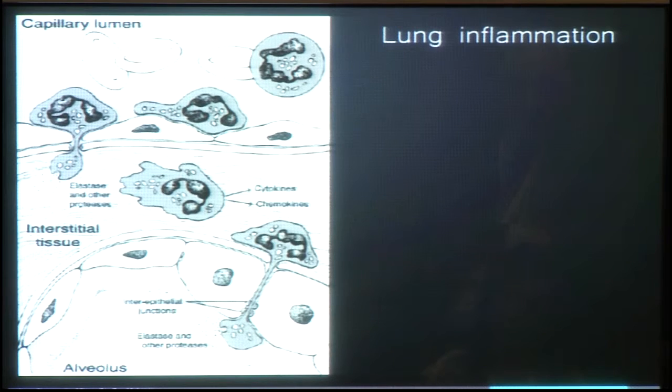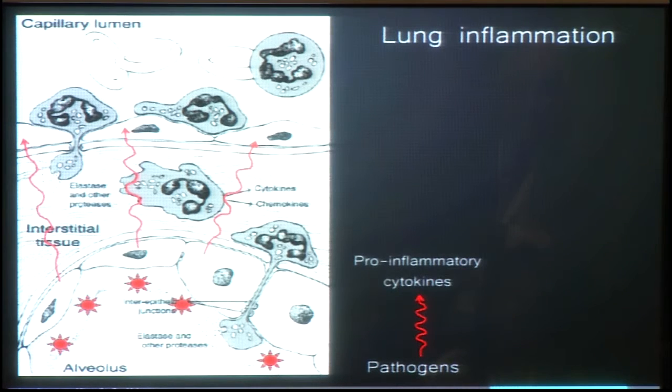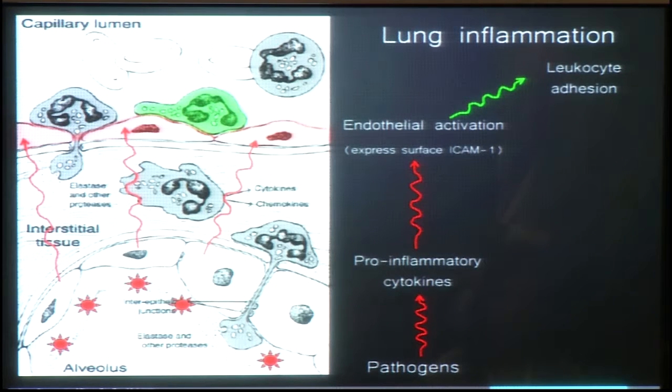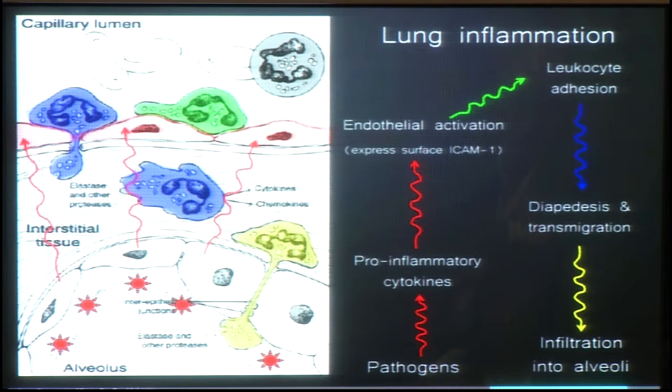So what happens during lung inflammation? Quickly, you have a pathogen that enters the airway, here entering the alveoli. The cells will alert the other cells and the immune system by secreting pro-inflammatory cytokines that will in turn activate endothelial cells on the other side of this interstitial tissue. And the leukocytes from the bloodstream will adhere to these endothelial cells and start to migrate through the interstitial tissue to the alveoli to deal with the pathogen infection.